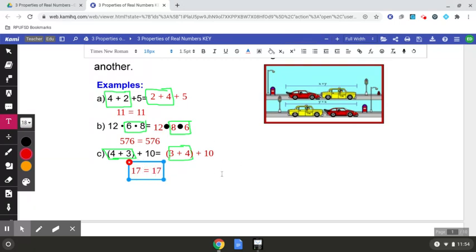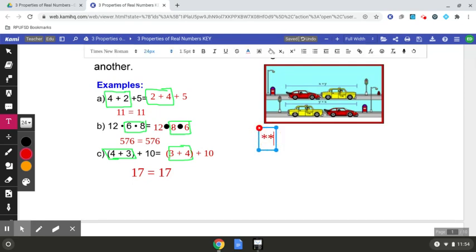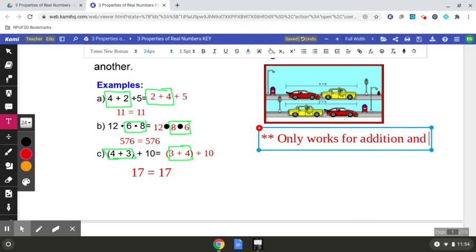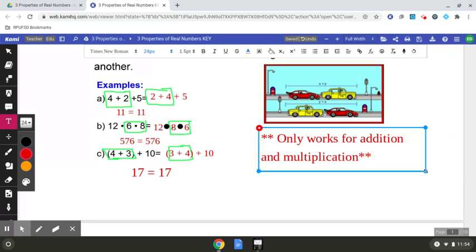So that is our commutative property. Notice that for the commutative property, this is only going to work for addition and multiplication. It will not work for any other operations like subtraction or division.